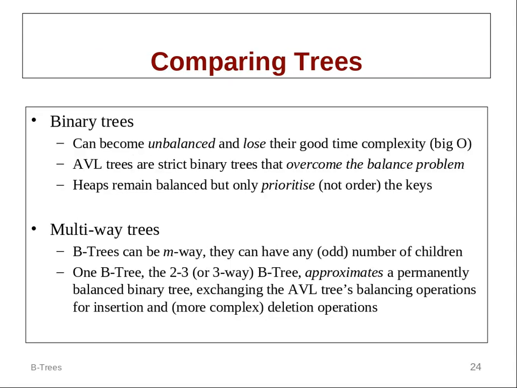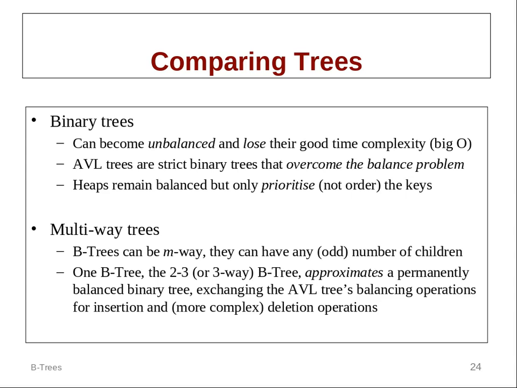All right, comparing trees. Binary trees can become unbalanced and lose their good time complexity. AVL trees are strict binary trees that overcome the balance problem. Did any of y'all not do AVL trees? Just curious. In general, AVL is a good one to do. Heaps remain balanced, but only prioritize, not order the keys, because remember, the heap is a binary tree, but it's not a binary search tree.